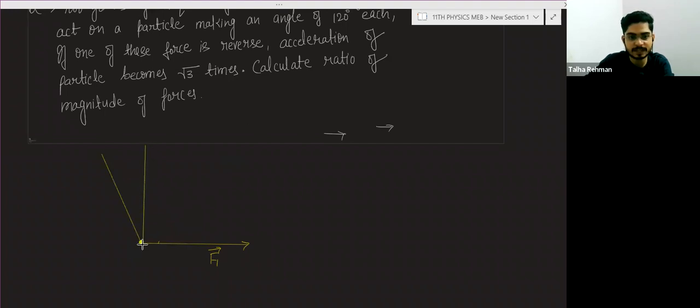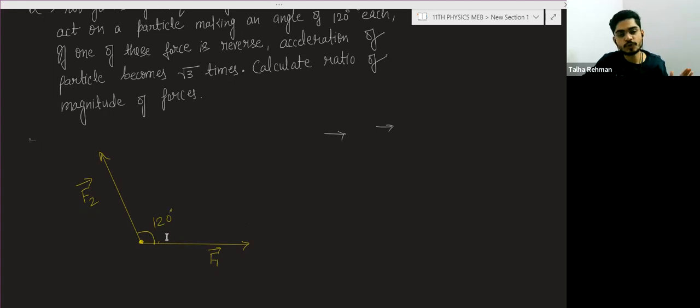This angle will be greater than 90 degree. If this angle is there, then this angle is 90. So 120 degree should be greater than 90 degree. So this will be the construction. So this will be F2 vector. And what is the angle? 120. Now two forces are acting on this particle.